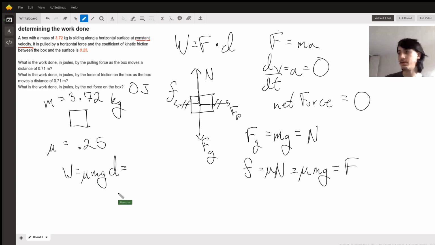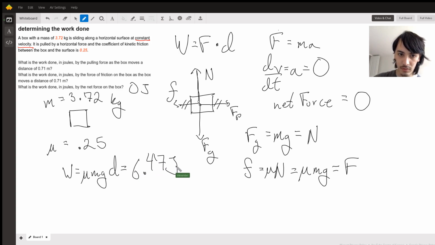So if we plug in all those numbers into a calculator, we'll get mu is 0.25 times m is 3.72 times g is 9.8 meters per second squared times d is 0.71 meters. And that comes out to about 6.47 joules. So that's for this one, 6.47 joules.